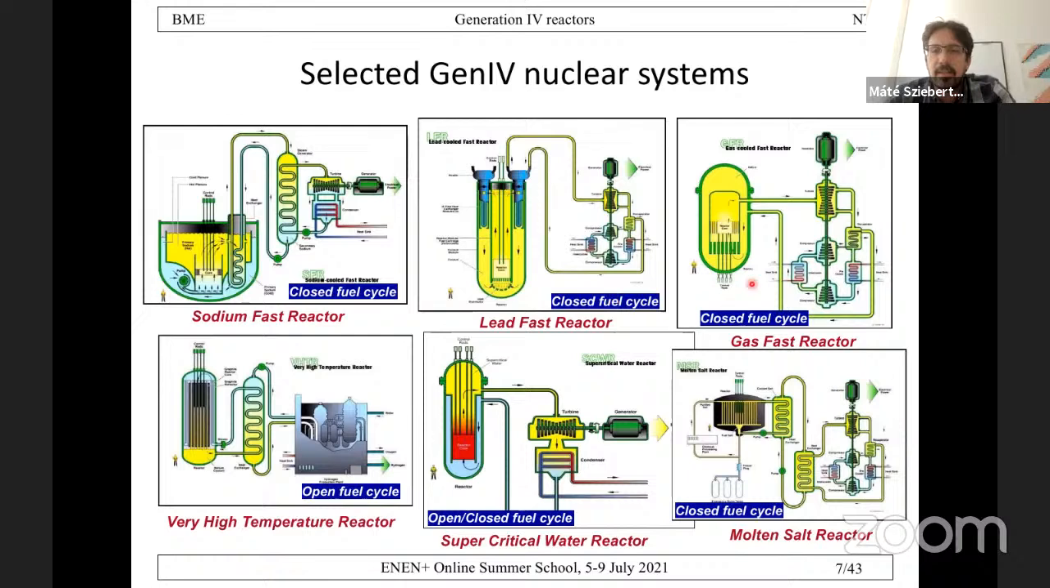You can see that 3 of them are specifically fast reactors with different coolants: sodium, lead, and gas, while the others are mainly thermal or epithermal reactors, focusing on very high temperature, or the use of supercritical pressure water, or this is a really exotic design, the molten salt reactor, where the fuel itself is in a liquid form.